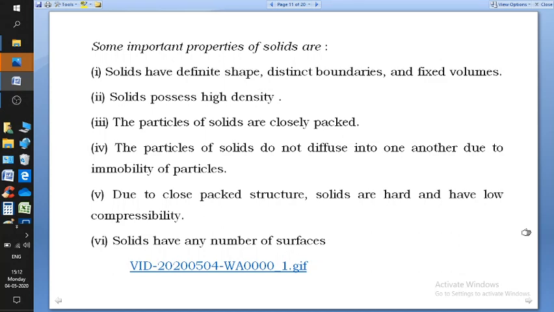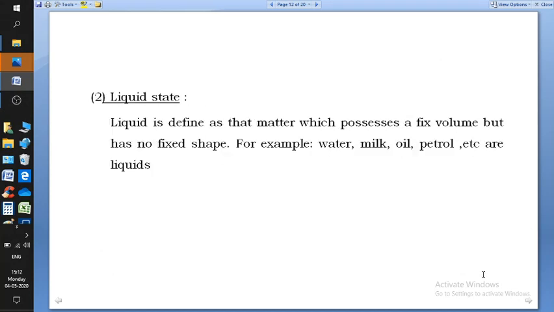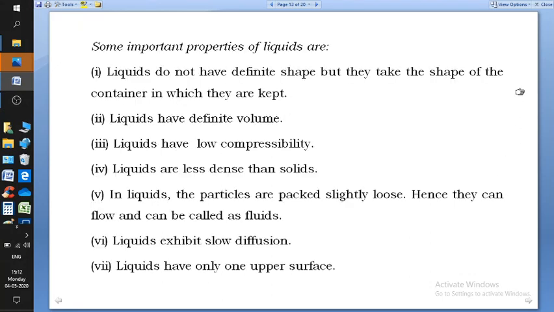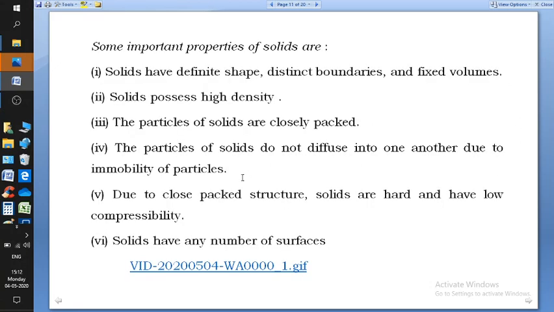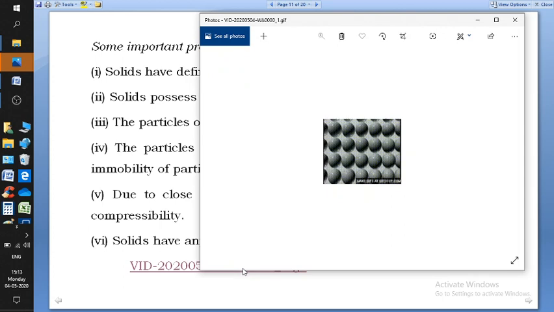I'll show you in a picture. So these are the particles in a solid state. These particles are closely packed in this way, and they are continuously moving in their own place, without moving here and there, just staying in their own place. But they are still continuously moving because of the kinetic energy that they have. So these are closely packed.